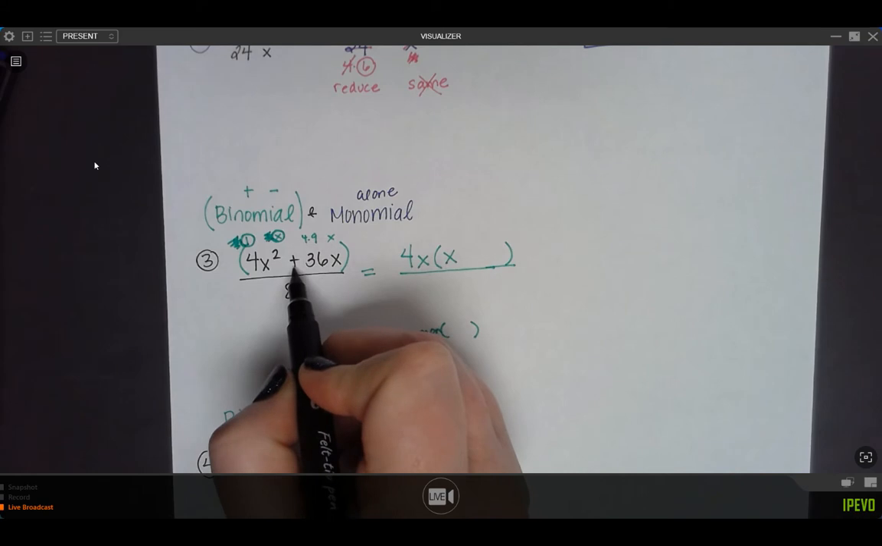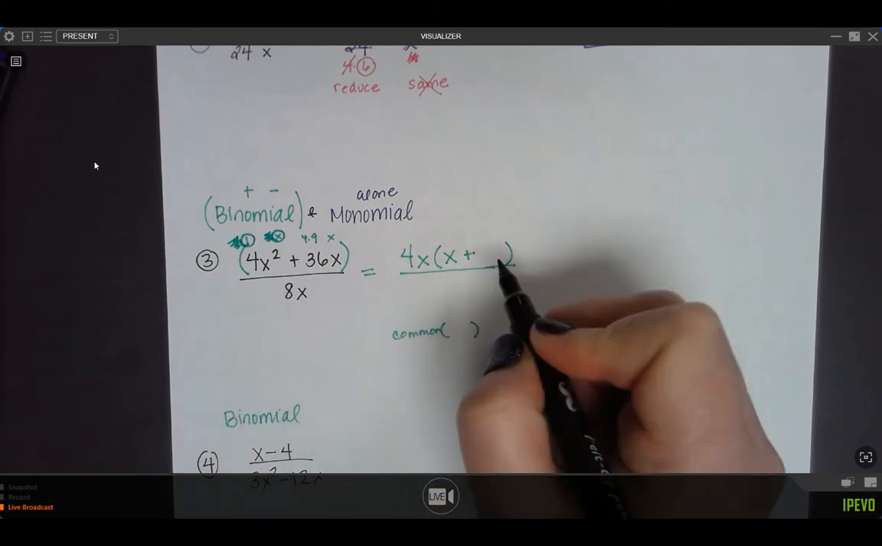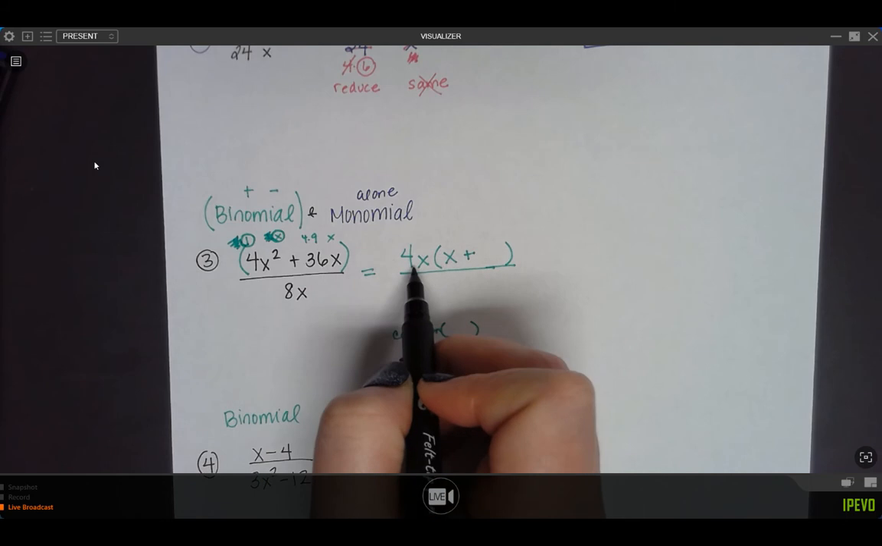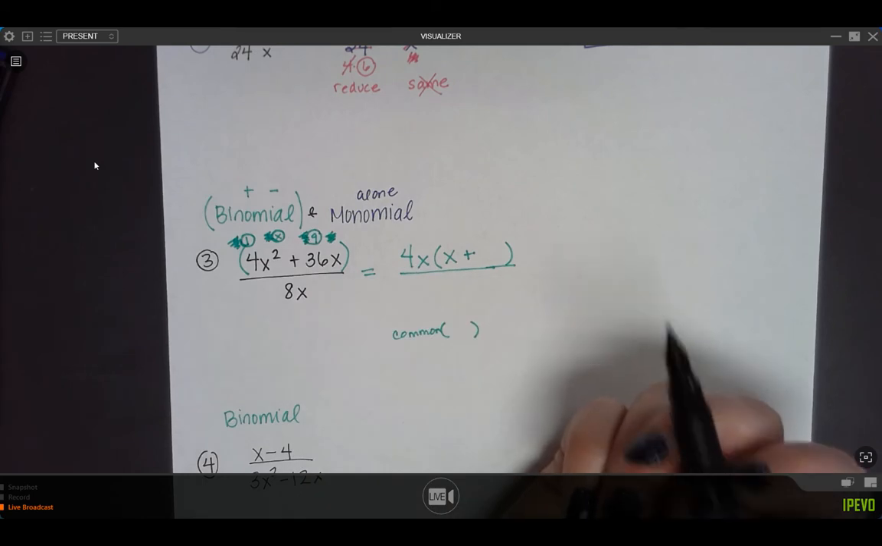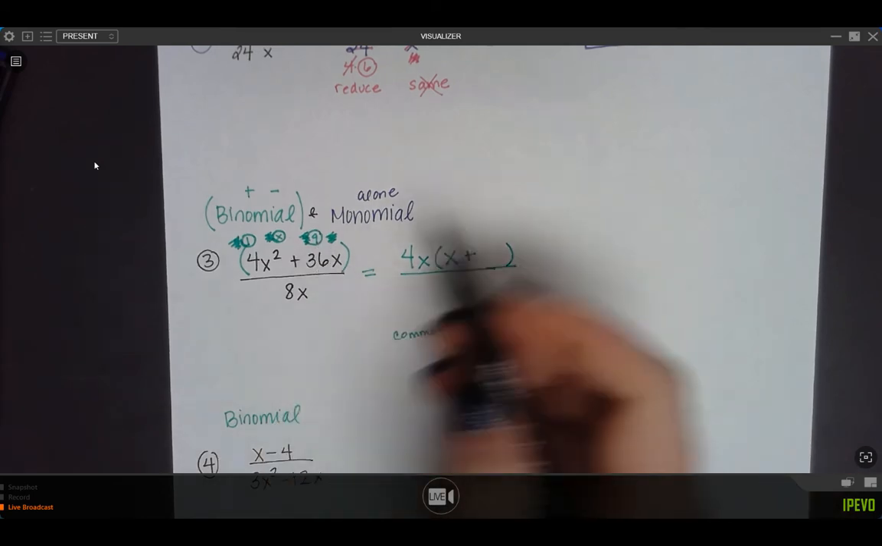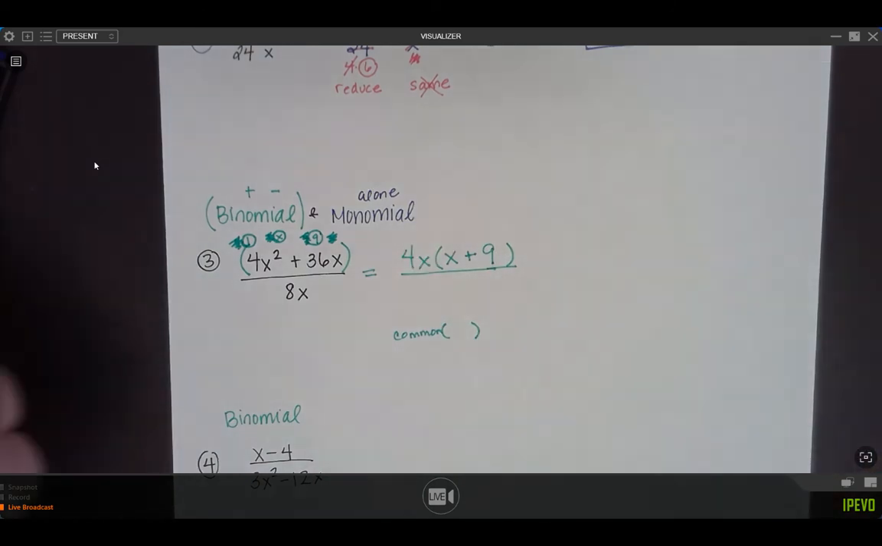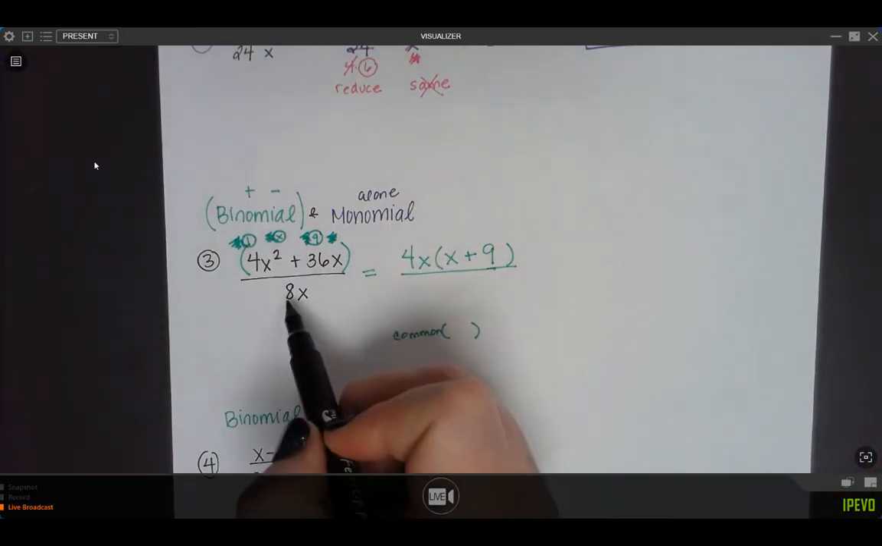Then there's a plus sign. And now I'm going to look at the 36x. If I take out the 4, I have a 9 left over. And if I take out the x, then I have no more letters left. The only thing left over is the 9. So it's going to be x plus 9. Now on the bottom is my monomial, so just 8x.